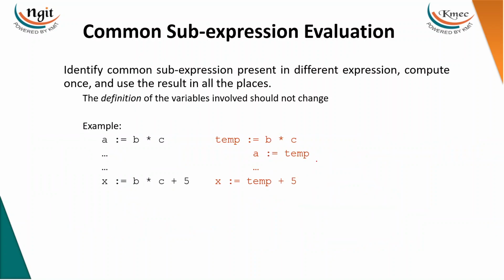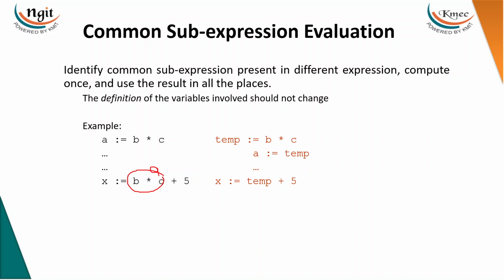The next one is common sub-expression elimination. Of course, we have already discussed this. Simply, we identify the sub-expressions present in different expressions, compute once, and use the result in all the places where it occurs. For example, A equals B star C and X equals B star C plus something. So you can simply replace B star C with A.